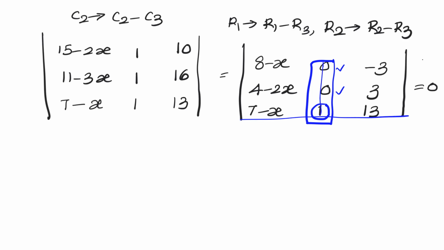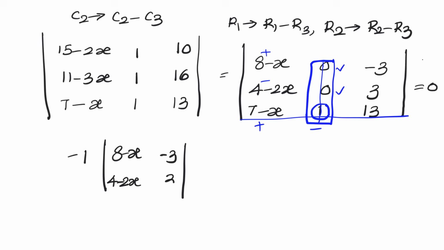Now let's calculate the determinant. We'll remove that row and that column. We will have a 2 by 2 matrix for which we have to calculate the determinant. That is 8 minus x, minus 3, 4 minus 2x and 3. Actually we can take the minus 3 common from the second column. So we can write minus 1 into minus 3, that is 3, into the 2 by 2 matrix, which will now be 8 minus x, 1 and 4 minus 2x, minus 1.